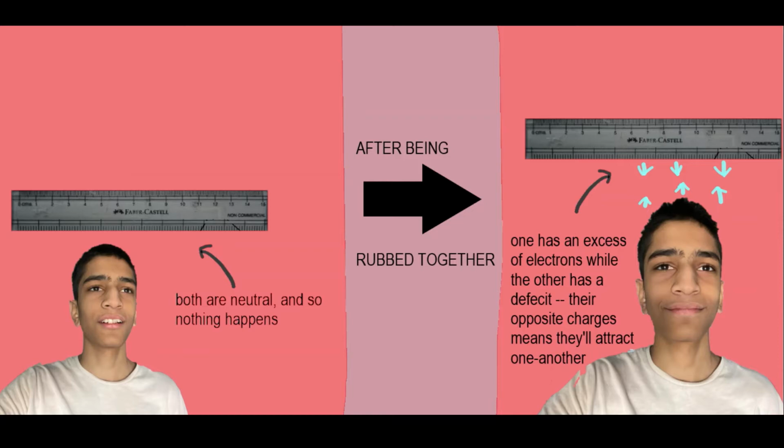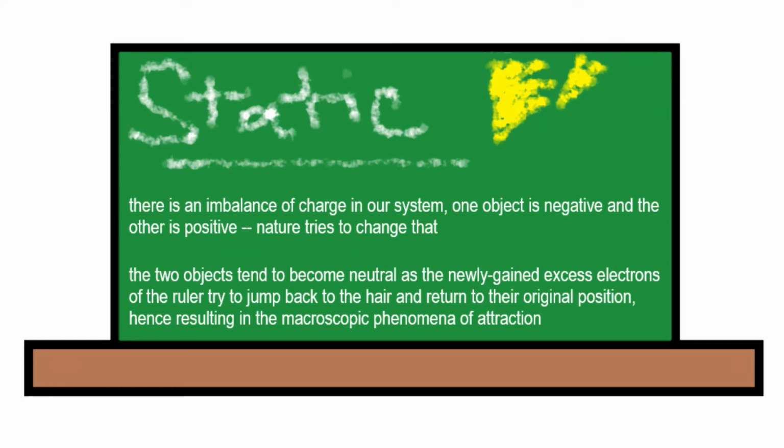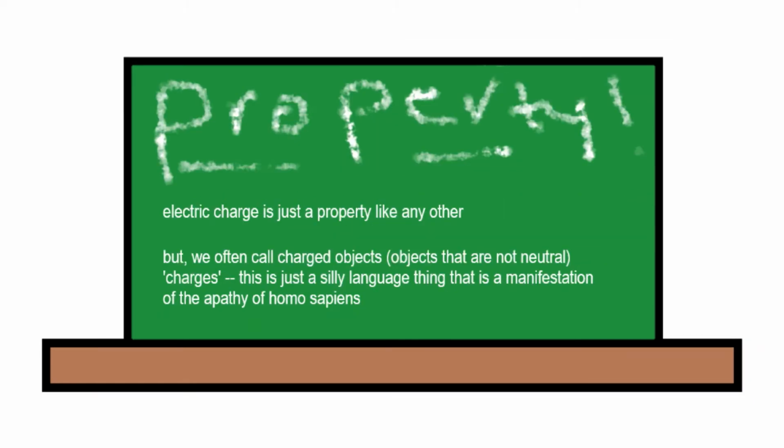You may have done this before with a balloon. What we see here is a phenomenon called static electricity. When you have a charge imbalance that needs to be returned to equilibrium, boom, that's static electricity. Static electricity is also what governs lightning. Charge is a property of objects, yet we sometimes call charged objects charges. That's because we are lazy creatures.